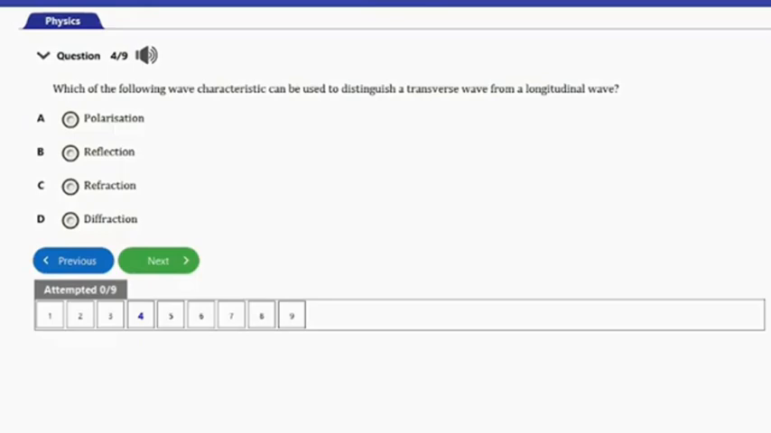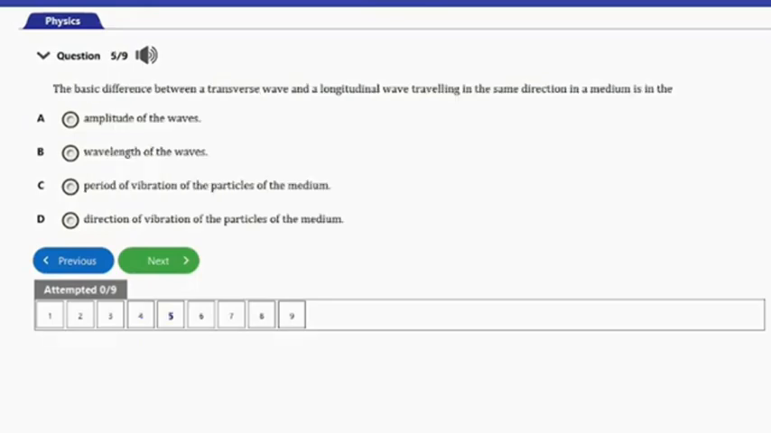Let's go ahead and consider the next question. The next question here is question number 5. It says, the basic difference between a transverse wave and a longitudinal wave traveling in the same direction in a medium is in the A, amplitude of the waves, B, wavelength of the waves, C, period of vibration of the particle of the medium, D, direction of vibration of the particle of the medium.